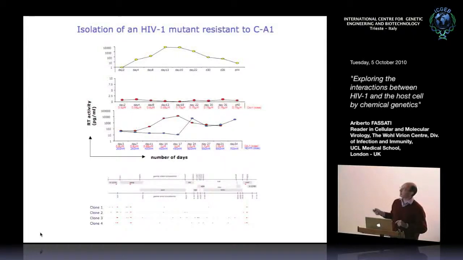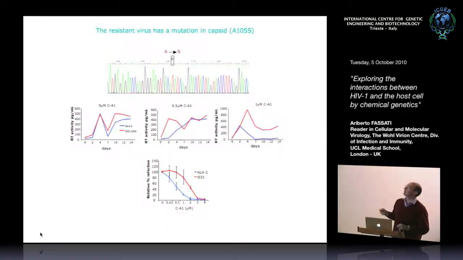We sequenced this virus, we sequenced several clones, and we found three mutations that were present in all clones. Of course, you're looking for mutations that are present in all clones. So this one was clearly a polymorphism because it was found in many other viruses. This we tested, it didn't have any effect whatsoever. And then we put this one back into a virus and let's see what this does. It was a mutation in capsid, so the P24. Here is the mutation, A to S, at position 105 in capsid.